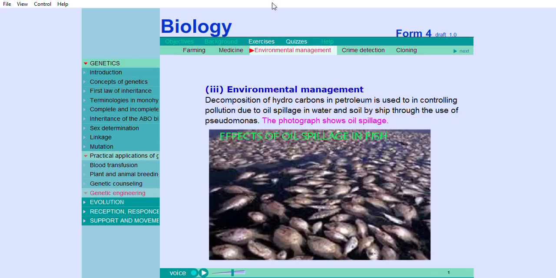Environmental management. Decomposition of hydrocarbons in petroleum is used in controlling pollution due to oil spillage in water and soil through the use of Pseudomonas. The photograph shows oil spillage.